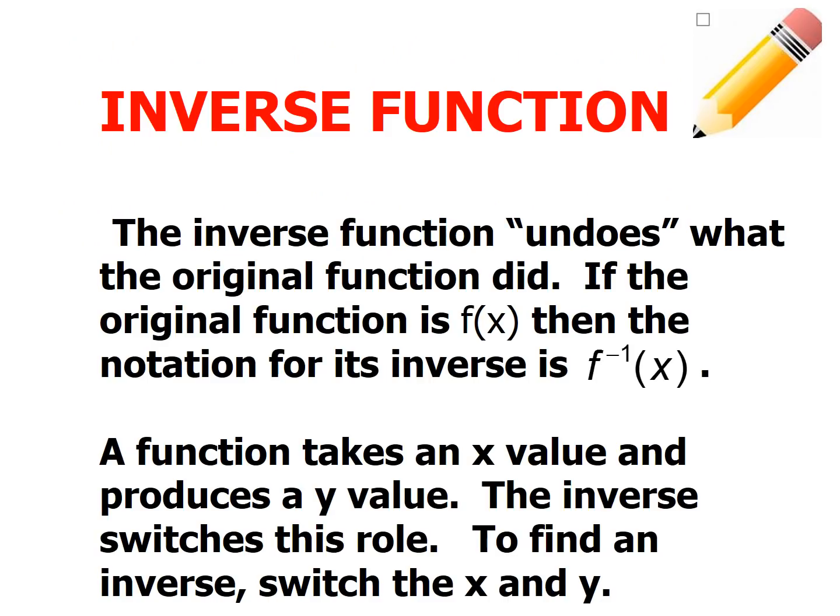So now we get to write the formal definition in our notes, and see that pencil up top here? That means that we should be writing this whole slide in our notes. So the inverse function undoes what the original function did. If the original function is f of x, then the notation for its inverse is f inverse of x. So if the original function just has this f in front of the x, then its inverse is represented like this, where it's f to the -1, like an exponent, of x. So this is f of x, and this is the inverse of f, or the inverse function of x.